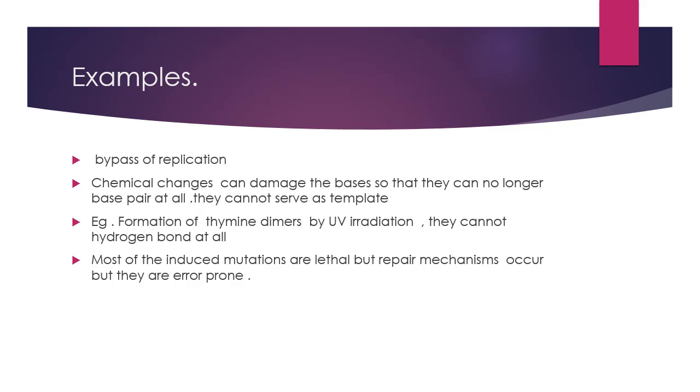Then bypass replication, that is chemical changes can damage the bases so that they can no longer base pair at all and cannot serve as a template. Formation of thymine dimers by UV radiation, they cannot hydrogen bond at all. Most of the induced mutations are lethal, but repair occurs by an error prone mechanism.